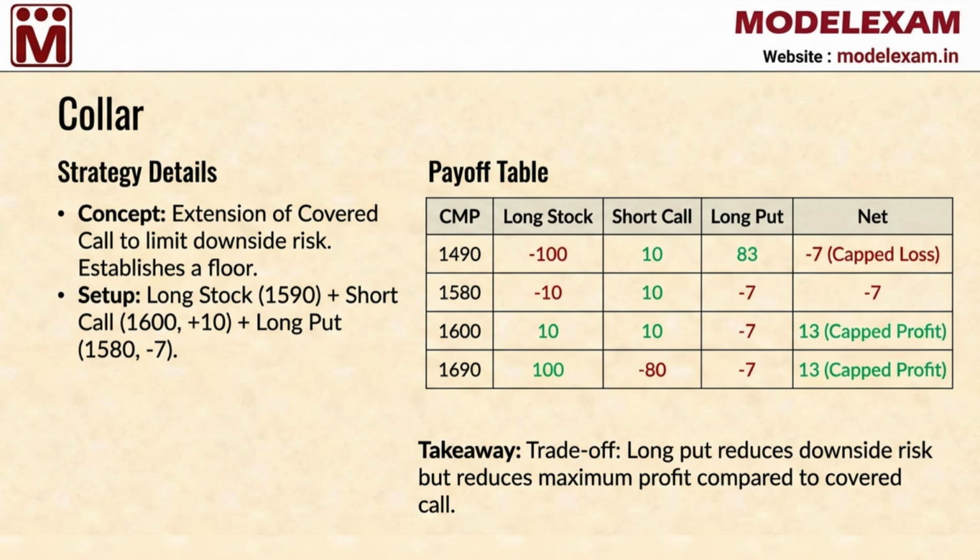This strategy gives you some protection through the premium, though your upside is limited. Building on the covered call, we have the collar strategy. This is an extension designed to strictly limit your downside risk. You own the stock and sell a call, but you also buy a put option to act as a floor for the price. Imagine you own the stock at 1,590, sold a 1,600 call for 10, and bought a 1,580 put for 7. If the price crashes to 1,490, your loss is capped at a loss of 7. If the price rises to 1,690, your profit is capped at 13. It is a very disciplined way to protect your investment.